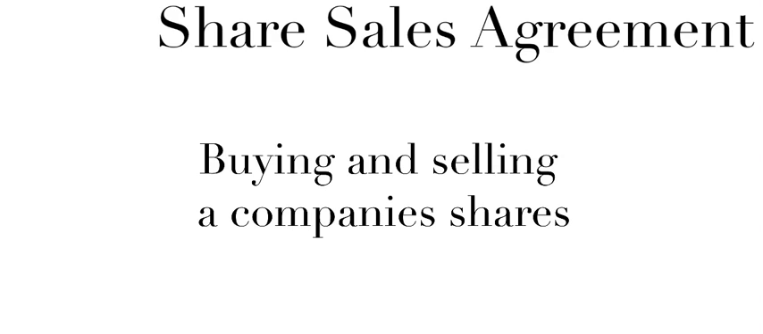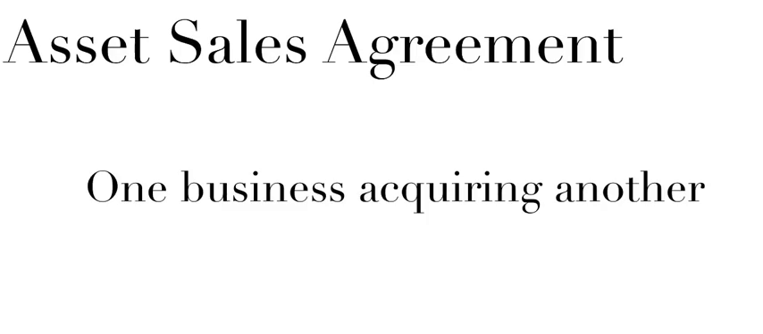Then there's shared sales agreement. Shared sales agreement is a contract involving buying and selling a company's shares. Our last contract is asset sales agreement. Asset sales agreement is one business acquiring another.